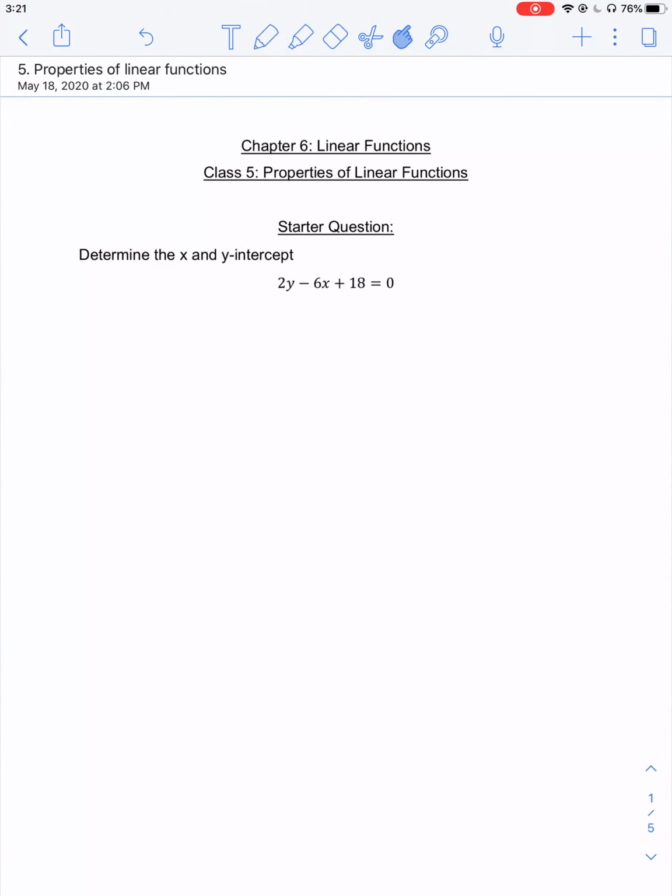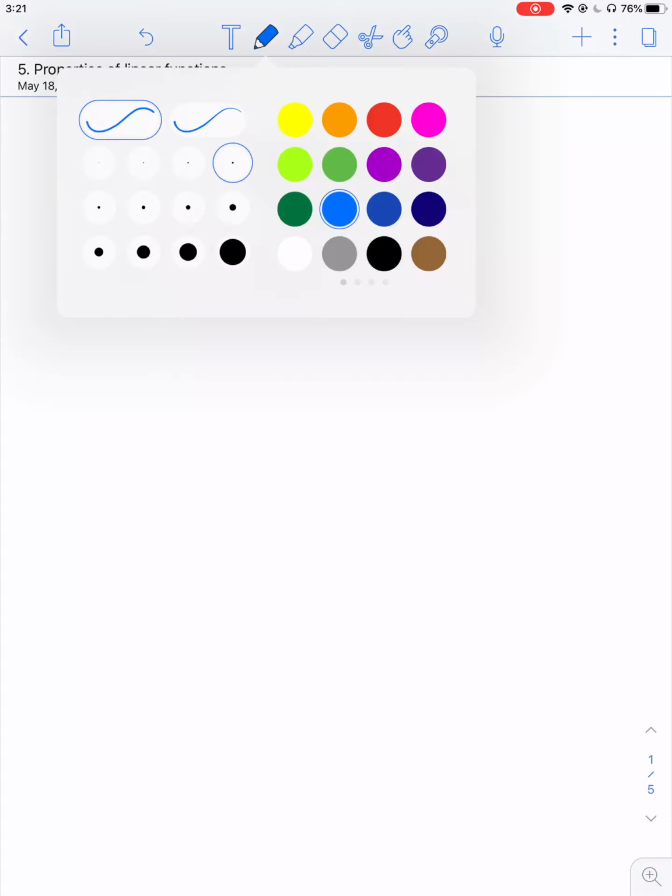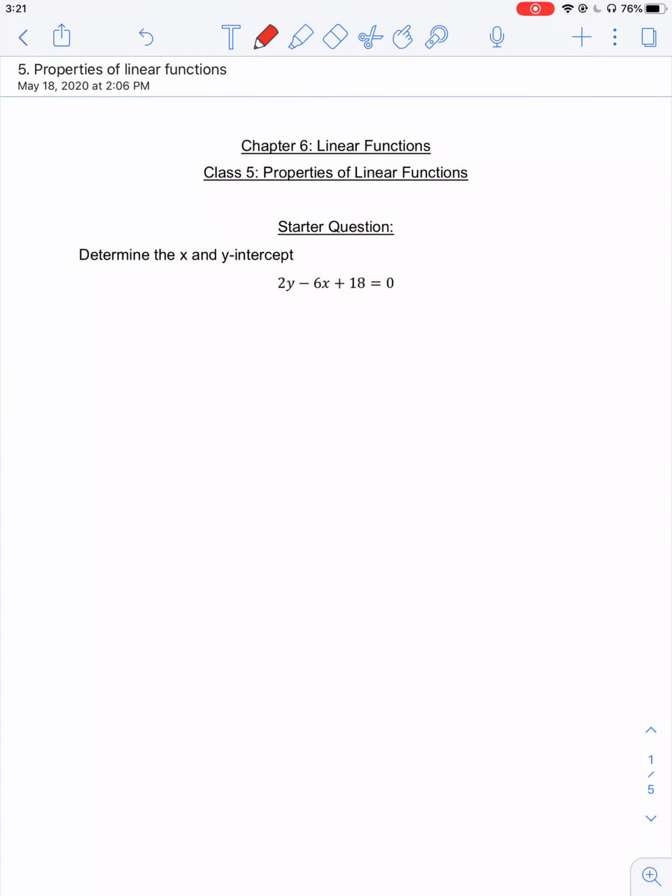Right. So last class I did my starter question and it took 10 minutes of my video time. So this one I'm not going to make it too long, because I'm not going to do it in two different ways. Again, we have to find the x and y intercept. I'm not going to go into a lot of detail.